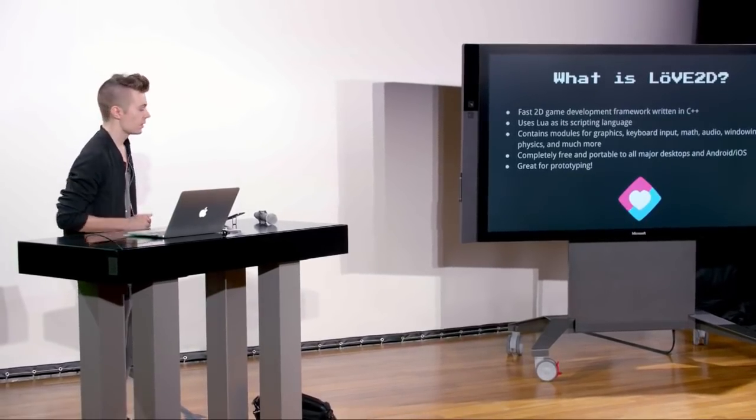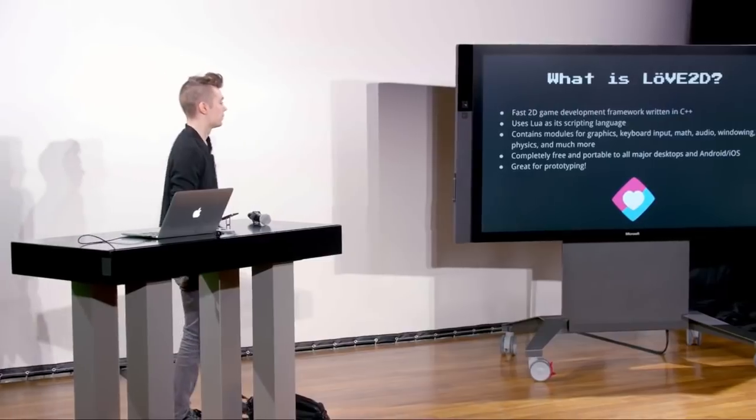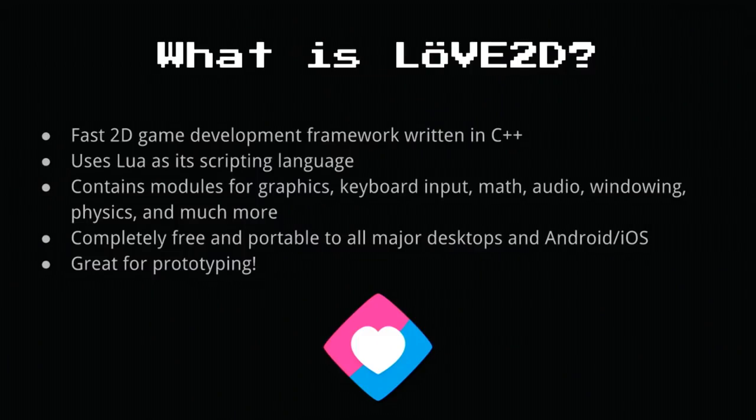So LÖVE2D is a fast 2D game development framework. It's compiled in C++, and it runs very efficiently because it's so simple, despite the fact that we're running it in Lua. And it has modules for basically anything you would need in the context of 2D game development. Only 2D game development officially, although some people I know are working on slight little 3D experiments, but nothing official yet. But it has graphics, keyboard input, math, basically anything you could want in the context of 2D game development.